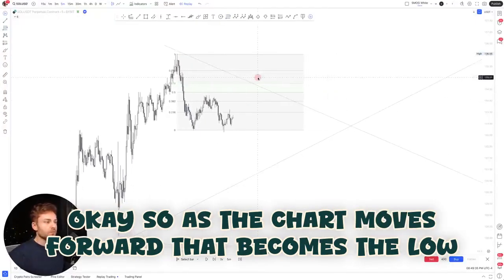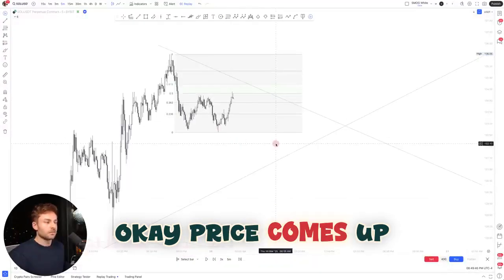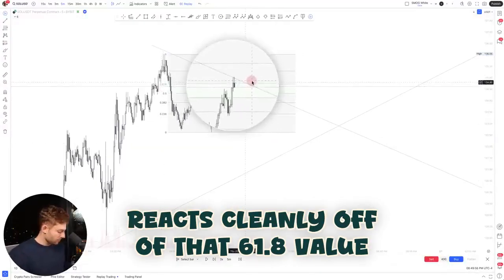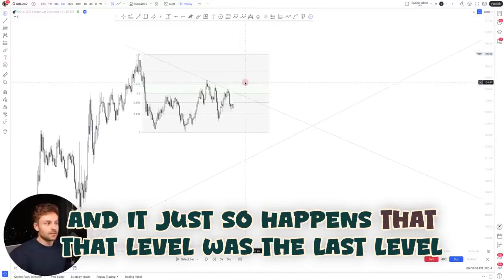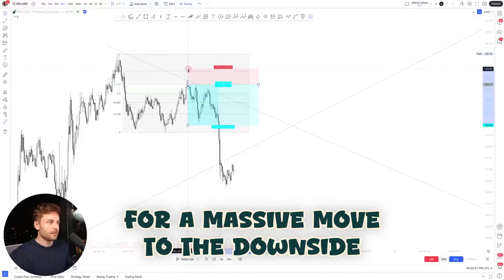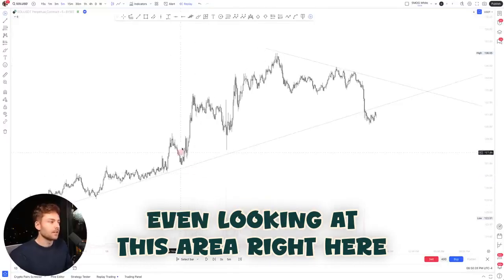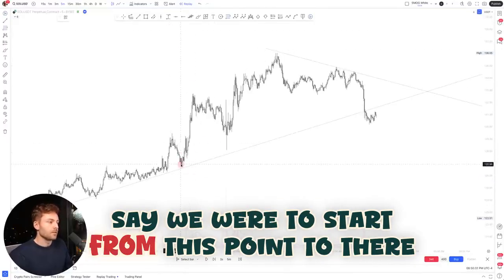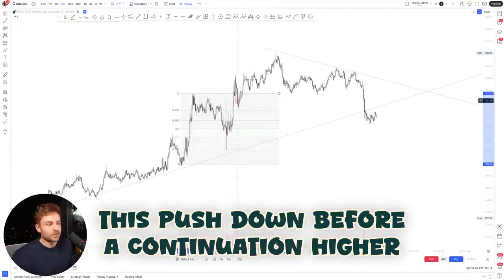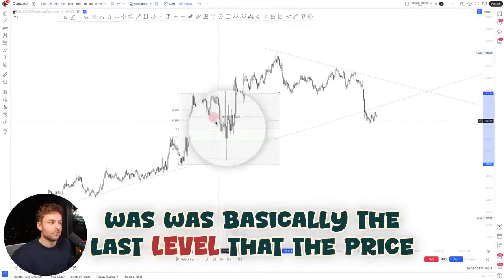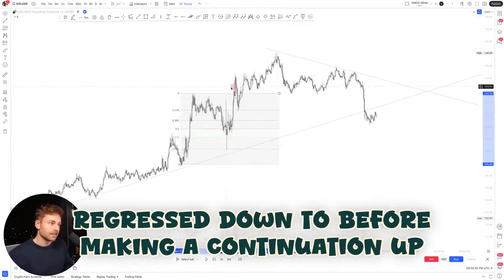Okay, so as the chart moves forward, that becomes the low. Okay, price comes up, reacts cleanly off of that 61.8 value. And it just so happens that that level was the last level for a massive move to the downside. Even looking at this area right here, say we were to start from this point to there, this push down before a continuation higher was basically the last level that the price regressed down to before making a continuation up.